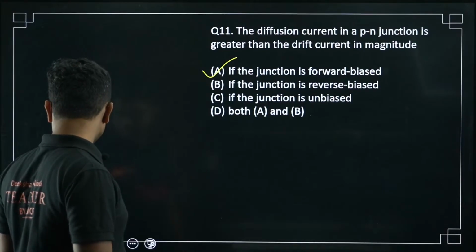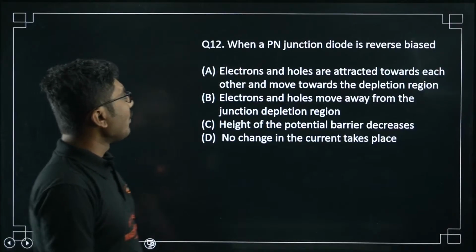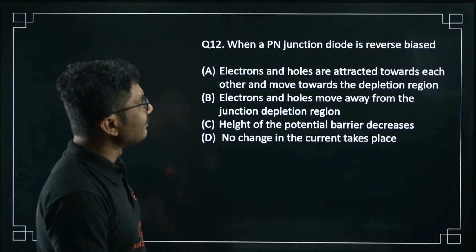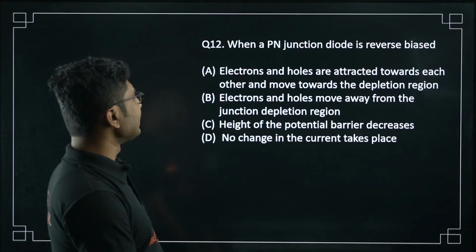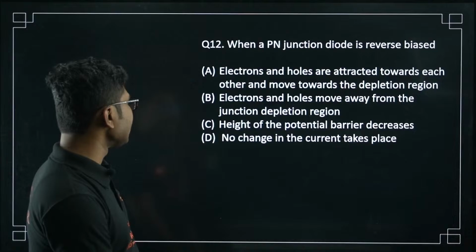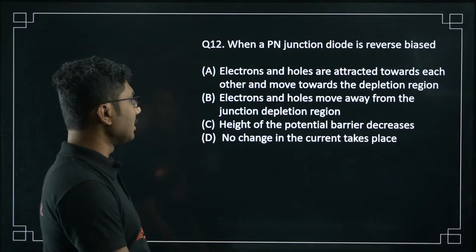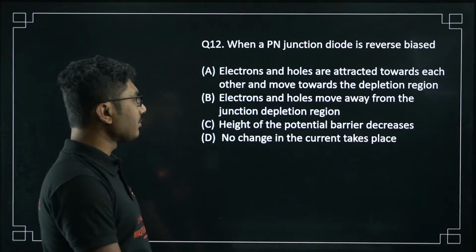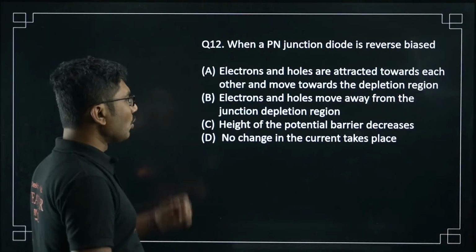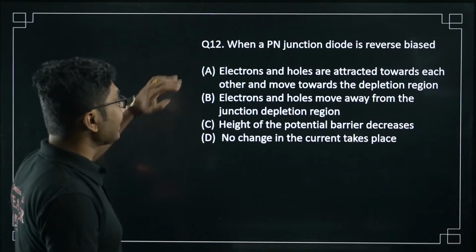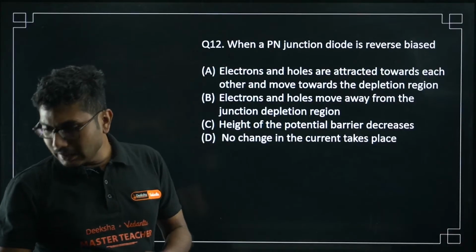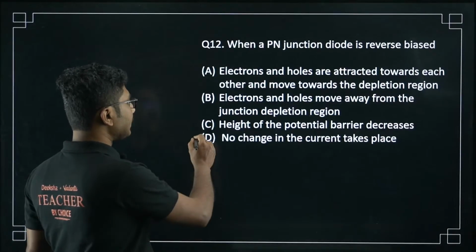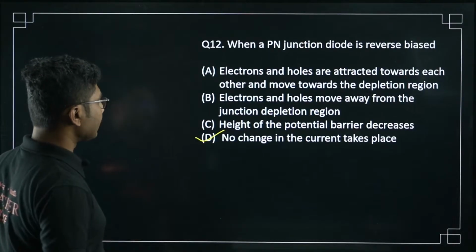Next question, when a PN junction diode is reverse biased, electrons and holes are attracted towards each other and move towards the depletion region. Electrons and holes move away from the junction depletion region. Height of the potential barrier decreases. No change in the current takes place. So when the PN junction is reverse biased, current is not flowing in the circuit, so definitely no change in the current takes place is the correct answer.